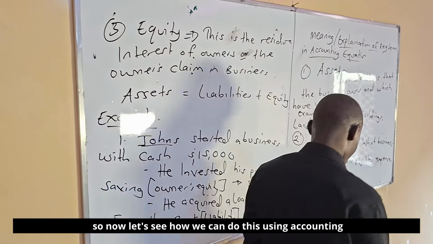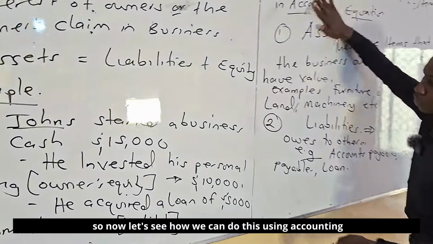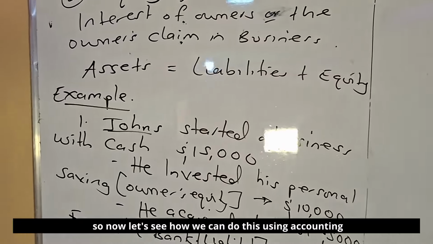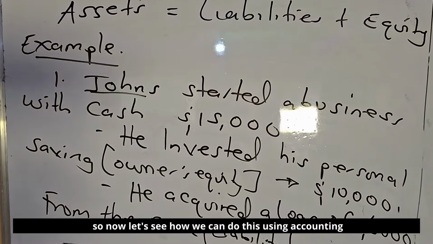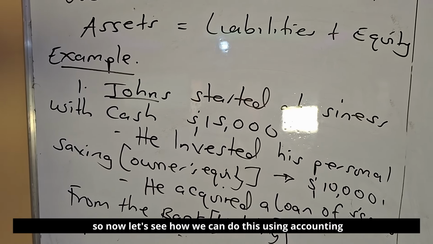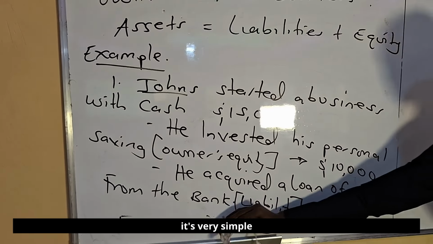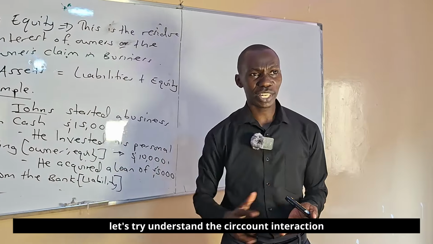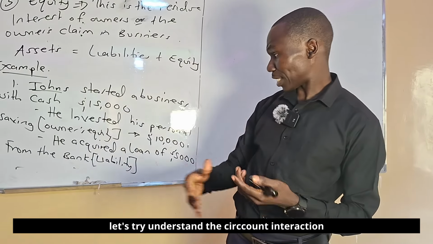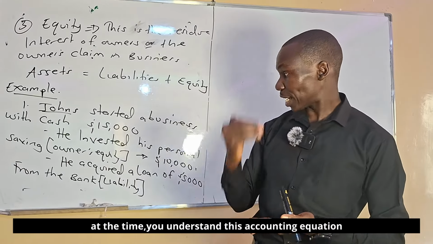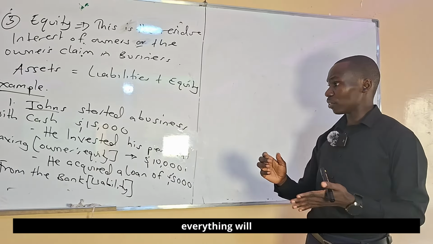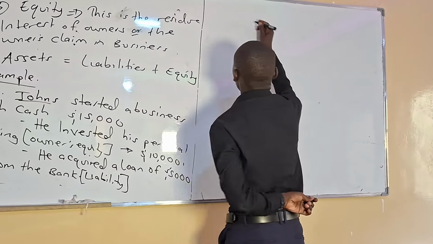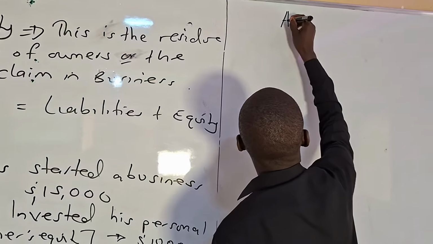Let's see how we can do this using the accounting equation. How can we handle that? Let's try to look at this and see how we can handle it. This is very simple. I told you this is the fundamental accounting equation. Let's try to understand it. Once you understand this accounting equation, everything will start being on your side when it comes to accounting. You say assets.